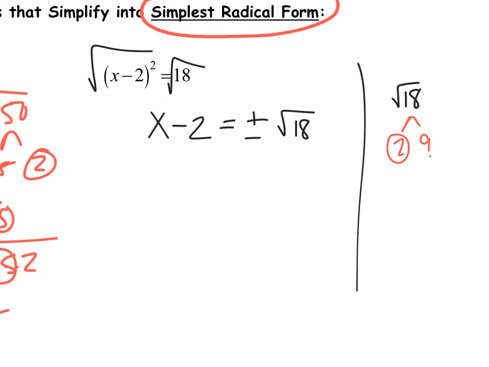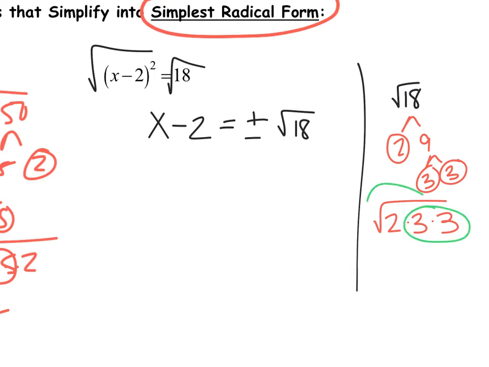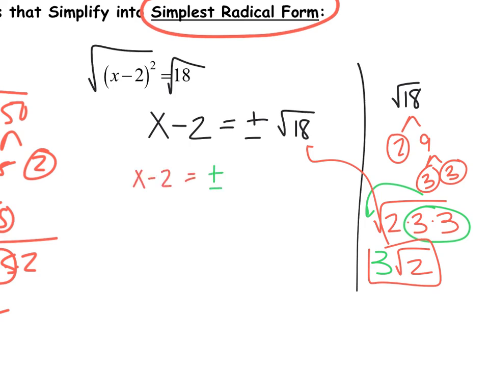2 is prime. Break apart the 9. I get 3 and 3. Boom, 3 is prime. So I get radical 2 times 3 times 3. I have a double, and it becomes a single on the outside. So I get 3 radical 2. Using this information, I change my radical 18. So I have x minus 2 equals plus or minus 3 radical 2.